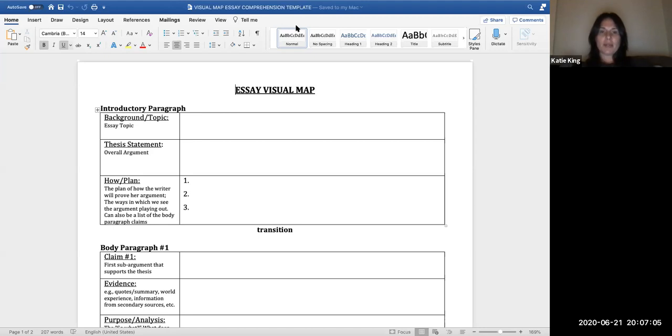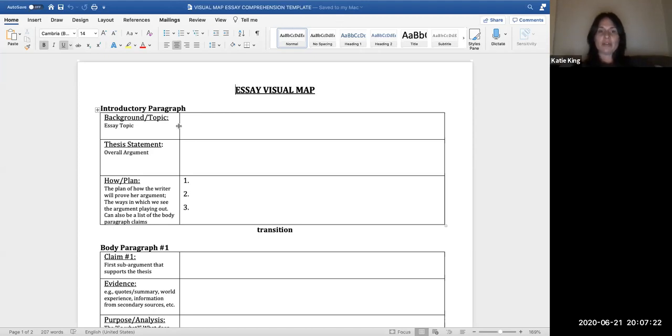Some people absolutely love the visual map and they say it really helps them for their writing. Some people say it doesn't really help. So wherever you fall in that spectrum is totally fine, as long as you know that you have all of these elements in your essay. And I'll start by going through all of them.